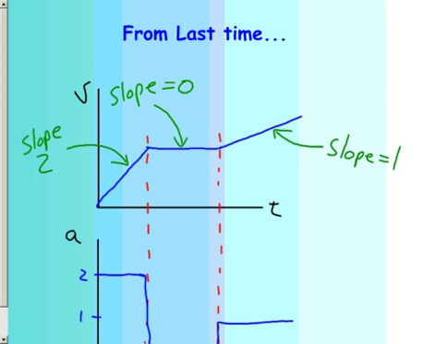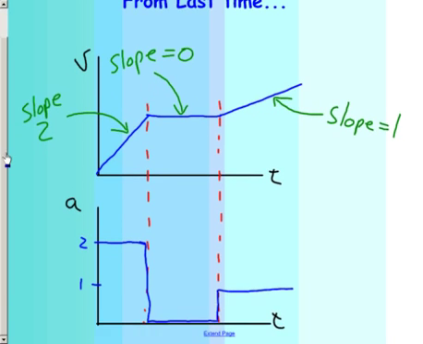From last time, here's what we did. We took a velocity graph and we talked about its slope, and we put that down on an acceleration graph. So it's very similar to what we did from a position graph to a velocity graph. In fact, it was pretty much the same thing.